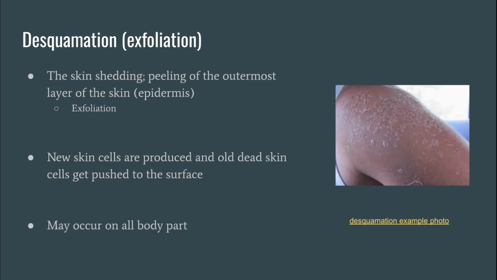Desquamation is the natural process of shedding the outermost layer of skin. This may also refer to any visible peeling caused by medical conditions or things such as sunburn, which we can see in this photo on the right. Desquamation is the body's protective mechanism for eliminating organisms and damaged skin cells.